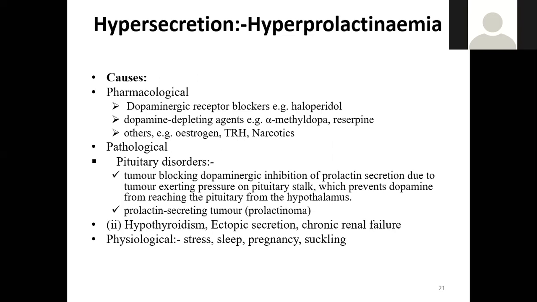Good. And sometimes too, there's what is called ectopic secretion. So you have something, a tumor somewhere, not in the pituitary, somewhere also producing prolactin. Okay. Next one is patient with chronic renal failure. What happens is that the kidneys are responsible for excreting the prolactin. So if your kidneys are not functioning well, then prolactin will accumulate in your system and you have high prolactin levels.